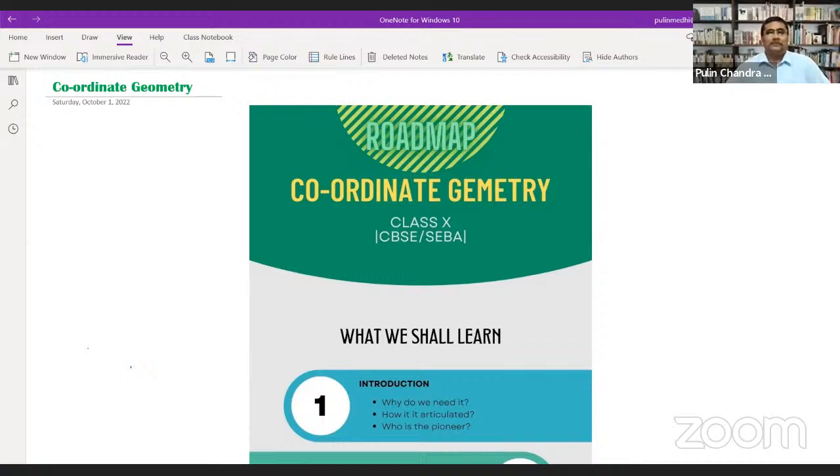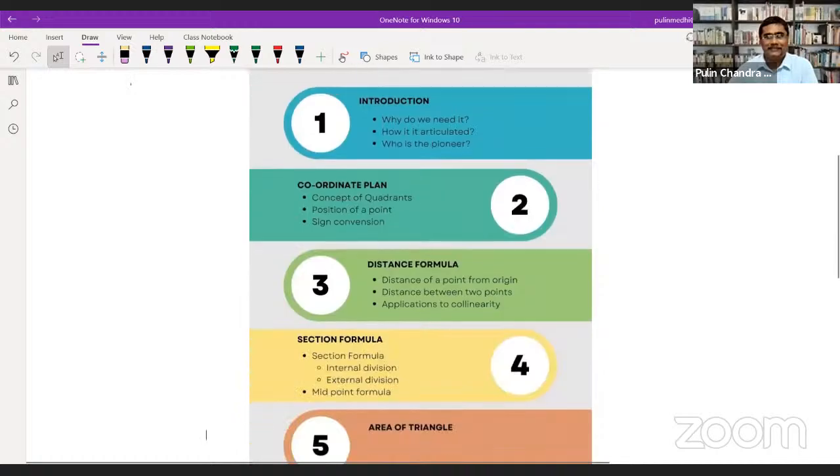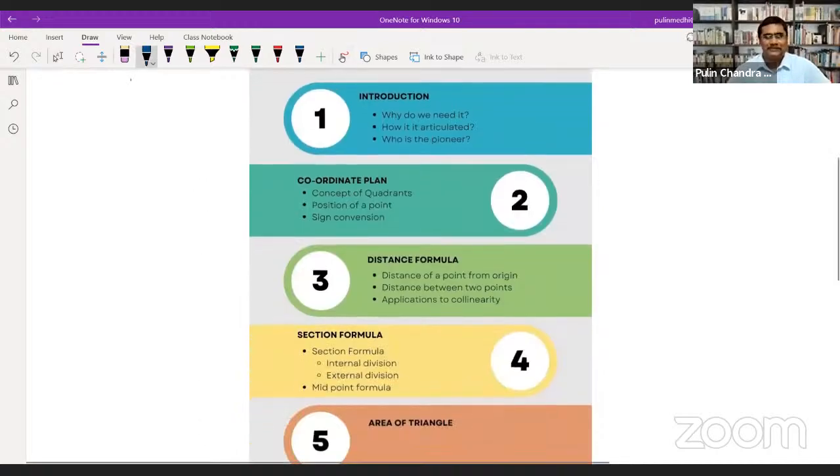Okay, so today we are going to start with a very important chapter, that is coordinate geometry. We're going to start with coordinate geometry for class 10. Let me first try to introduce what is coordinate geometry, and in this particular chapter, what exactly we are going to learn, what are the topics we'll be getting. So there is a roadmap I prepared here. In this particular chapter, these are the topics which we are going to have. Let me just go briefly before I go to the class, so that we'll be mentally acquainted.